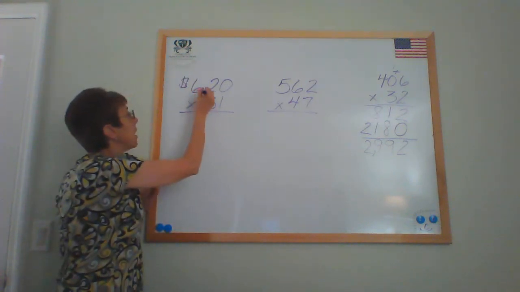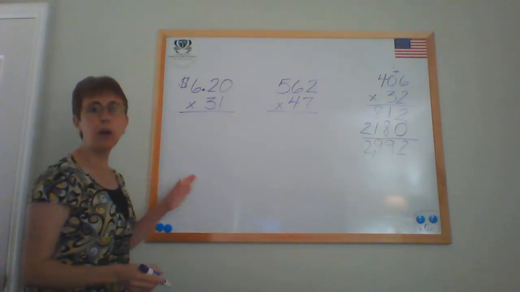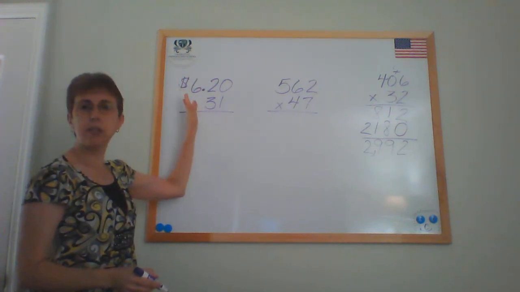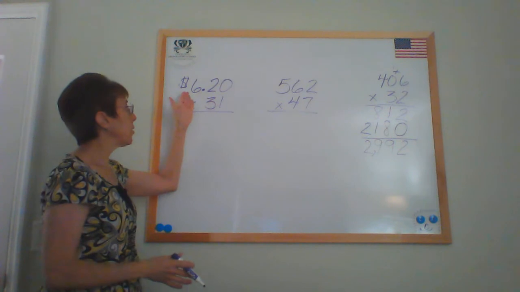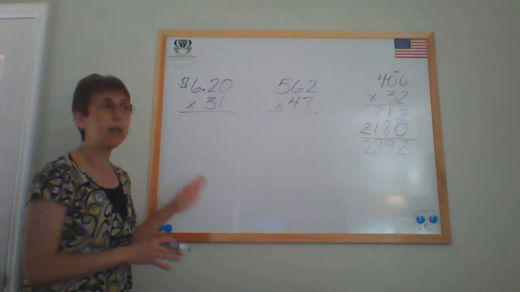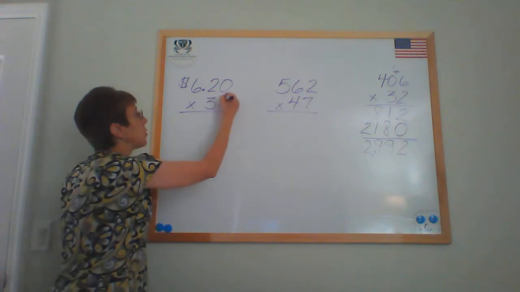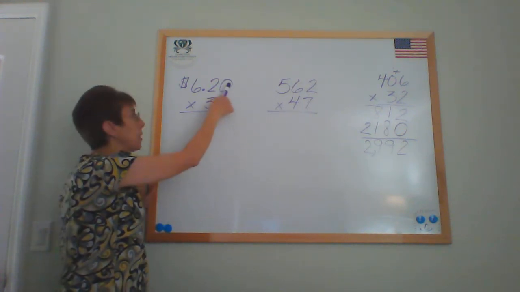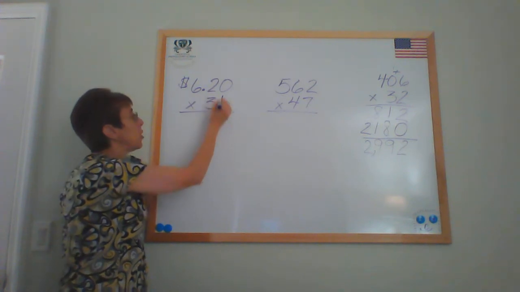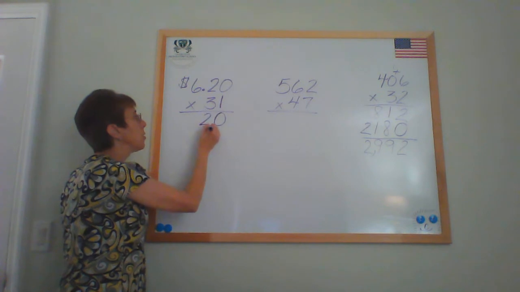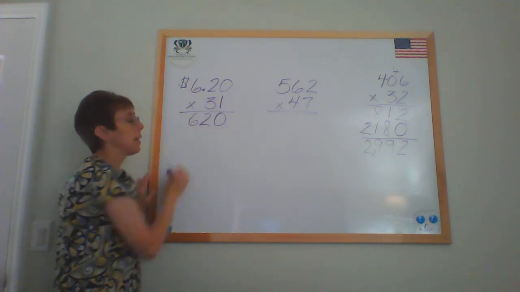So $6.20 times 31. As you start out, just sort of ignore dollars and cents for right now. You're still just doing a 3-digit number times a 2-digit number, so the way you multiply doesn't change. We start here in the ones place, and we multiply the digit in the ones place by each digit above. So 1 times 0 is 0, 1 times 2 is 2, 1 times 6 is 6.